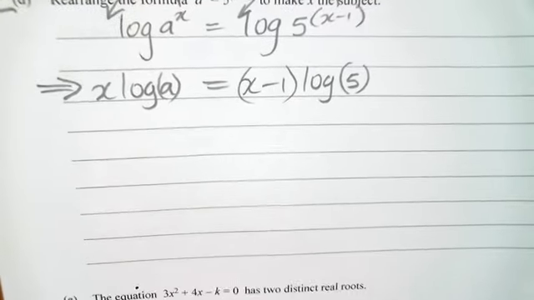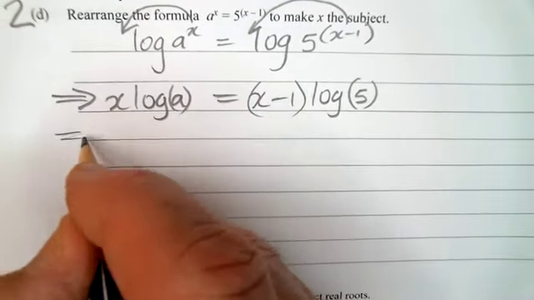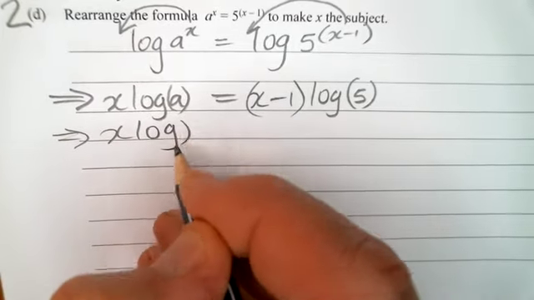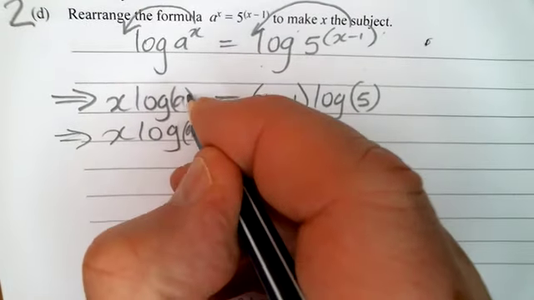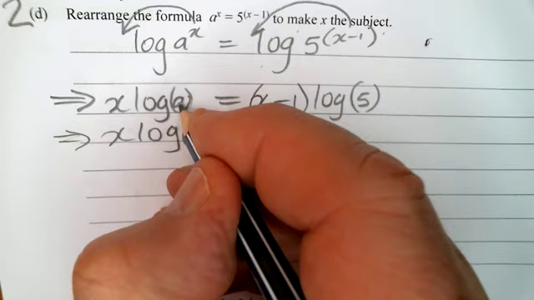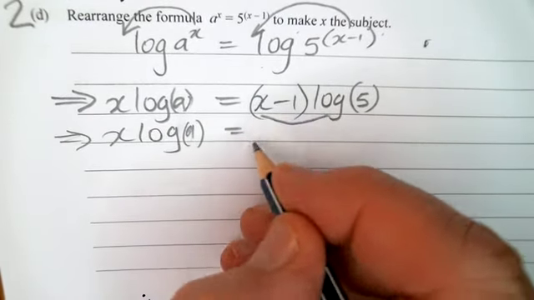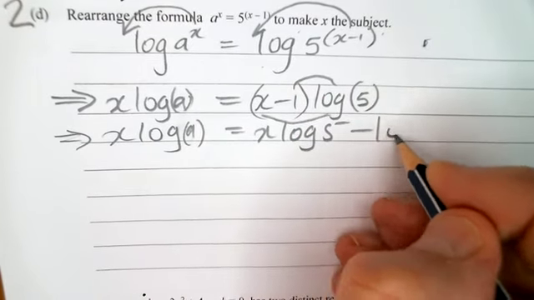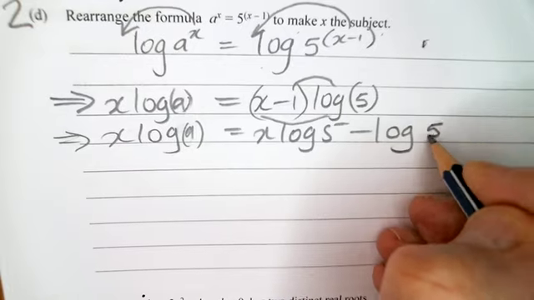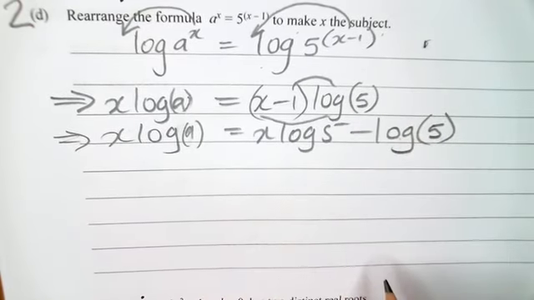Now, we want to find x, and I've got an x minus 1 here, so I'm going to expand this out a little bit. So that implies that we've got x log a, let's put the a in brackets, not the log in brackets. Here we go. x log a is equal to, now I'm going to expand this out, so x times log 5 is x log 5, and negative 1 times log 5 is minus log 5.